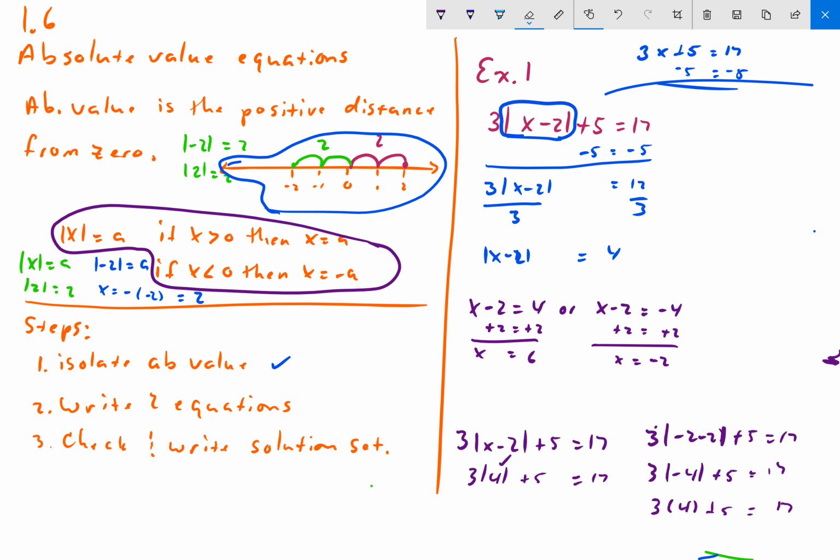And I almost forgot. So now we have to write our solution set. We're going to use these curly set notation brackets to represent our solution set. So our 2 solutions are negative 2 and 6. Alright, I'm going to do example number 2.